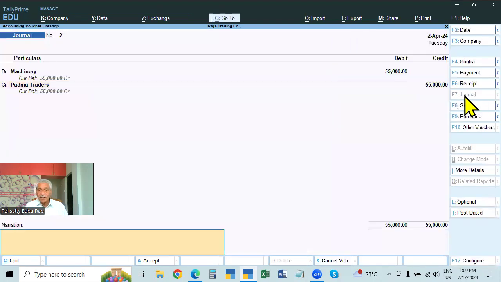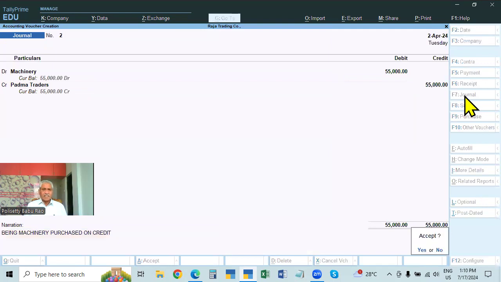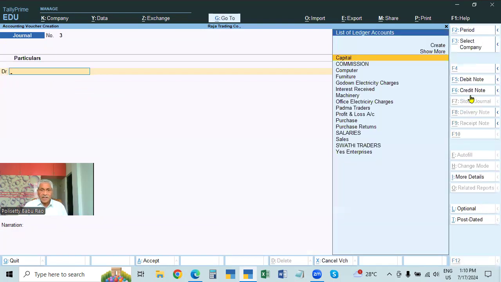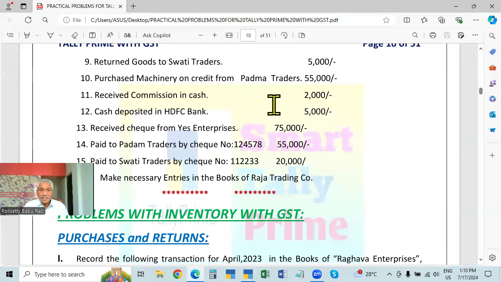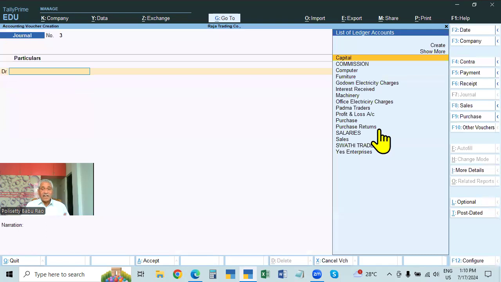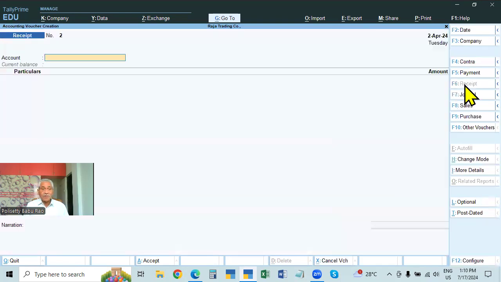So 55,000. Here we write machinery purchased on credit. You can write it on credit or not. That's exactly. Okay. Machinery purchased on credit. Then received commission in cash. So we received commission. So in cash we received, means we enter the receipt voucher.